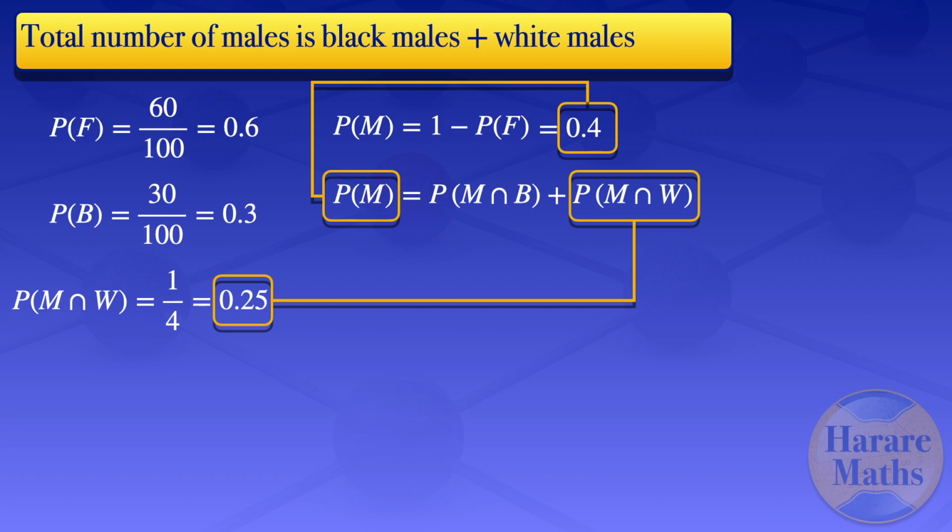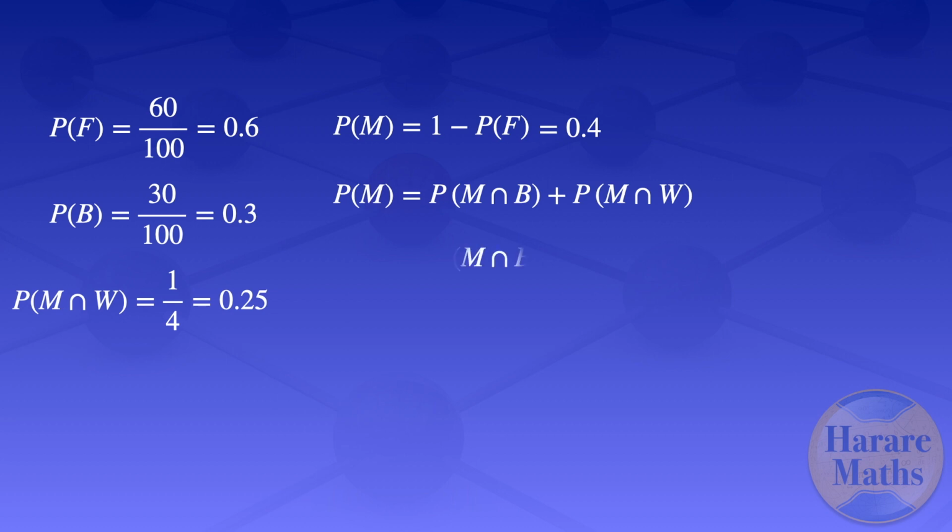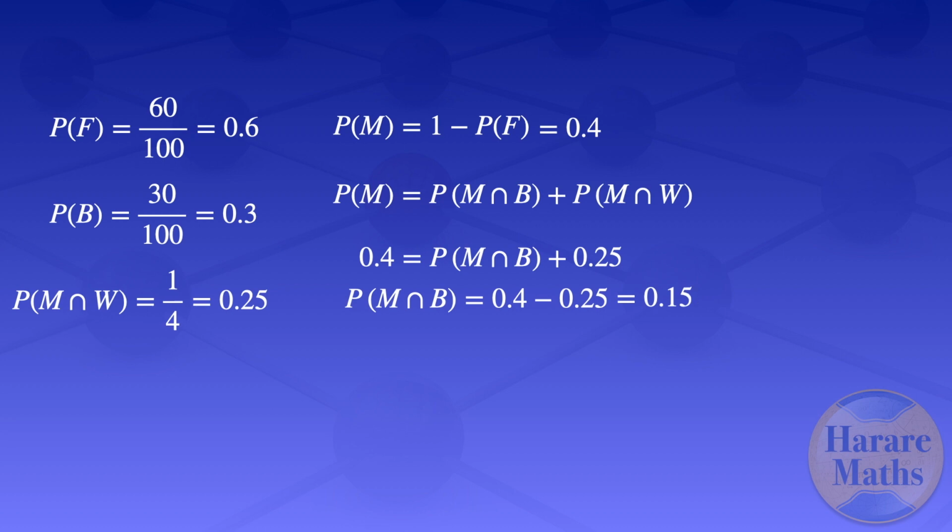So I can just substitute the values of 0.4 and 0.25 in that formula, and we will have 0.4 equals the probability of male and being black, the probability of black males. And we can rearrange to get that probability of M intersection B, which will give us 0.4 minus 0.25. And that will simplify to 0.15.